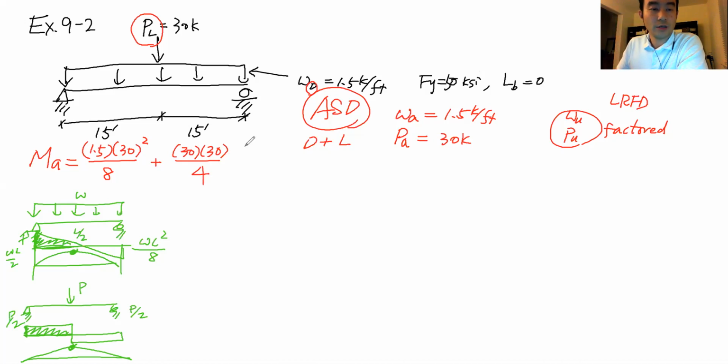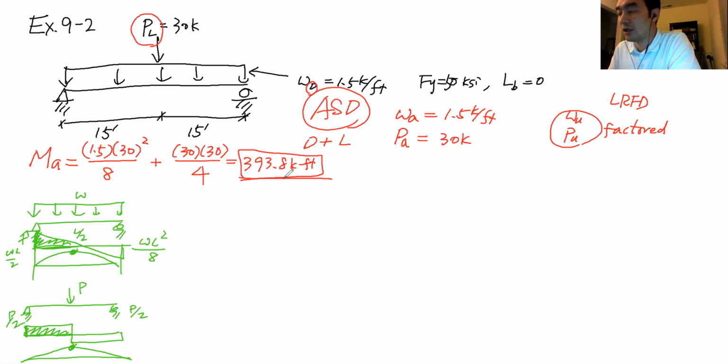Okay, so when you calculate the maximum moment in the middle, I got 393.8 kip-feet. So this is going to be my demand using ASD. Again, there are no factors. That's why I just use the original values and find the maximum moment. 393.8 is going to be our target demand.